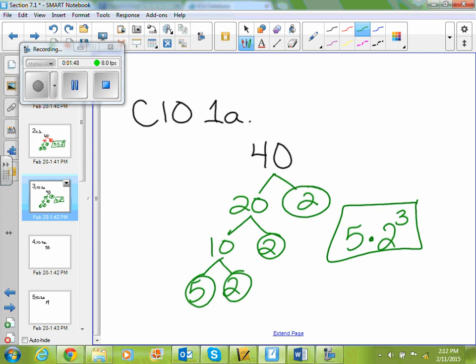The number of 2's you have becomes your exponent. So we have 3 2's, so that's my exponent of 3. I only had 1 5, so I don't have to put anything. Does that make sense? Yes?